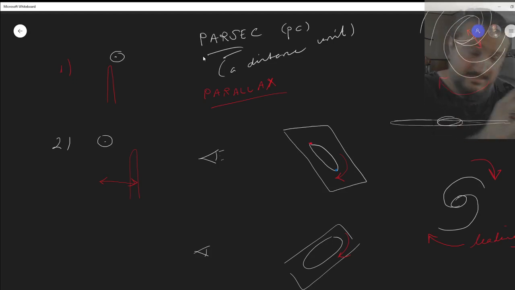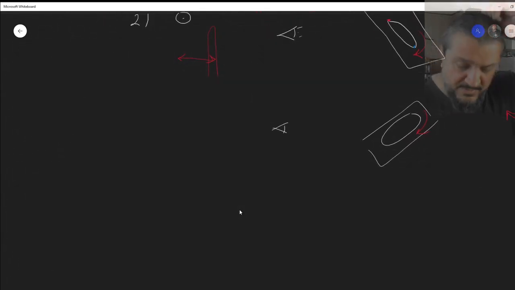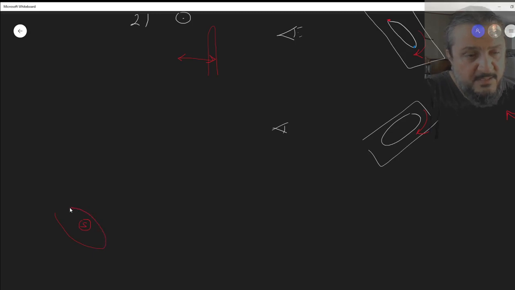Okay, so we have the astronomical unit, light year, now we have parsec as a unit. All right, so here's what we do. Instead of my finger, I'm going to find a star that I want to determine the distance of. So here's the Sun, and here's the orbit of the Earth around the Sun, all right? And now, here's a star. Okay.